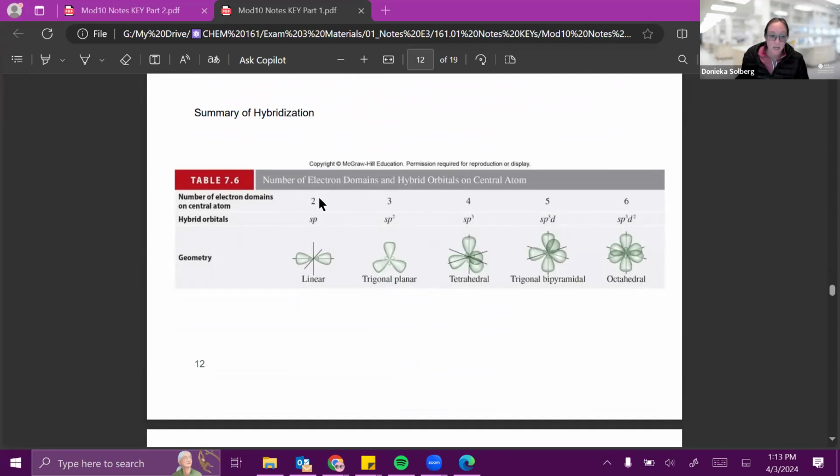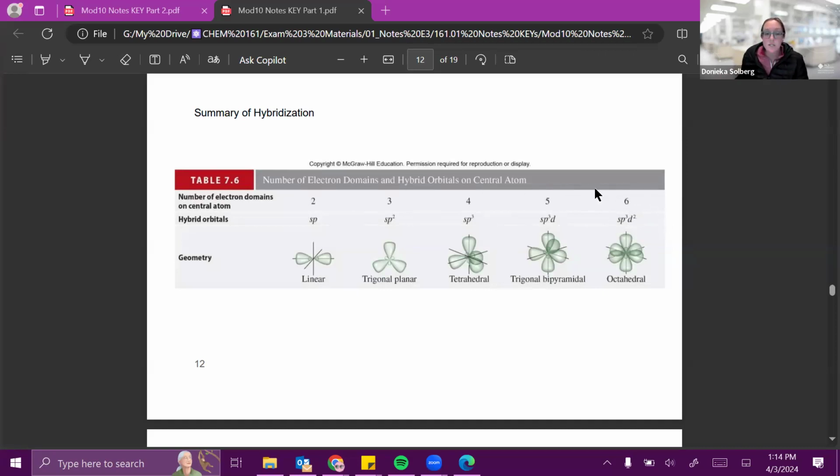If it has 2 electron domains, it is sp. If it has 3, we added a p orbital, so it's sp2. If it is 4, we added a p orbital, so it's sp3. If you have 5 domains, p doesn't have any more orbitals, it only has 3. So we added a d, so it's sp3d. And if you have 6 domains, it is sp3d2.